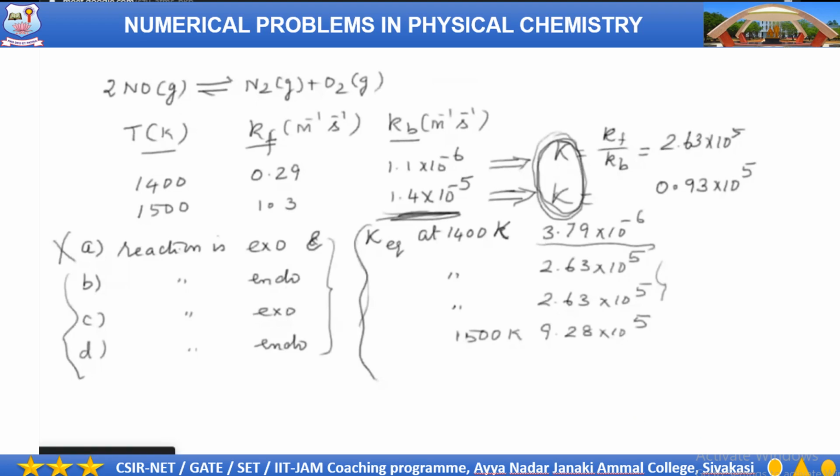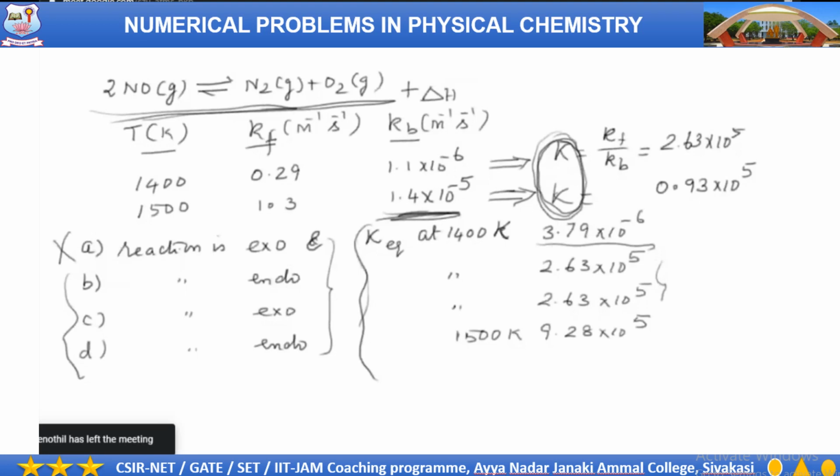Whenever a system is at equilibrium like this, when you increase the temperature, the rate of the forward reaction is also increased, and the rate of the backward reaction is also increased, one in a higher proportion and the other in a lower proportion. It depends upon the delta H of the reaction, whether the reaction is exothermic or endothermic.